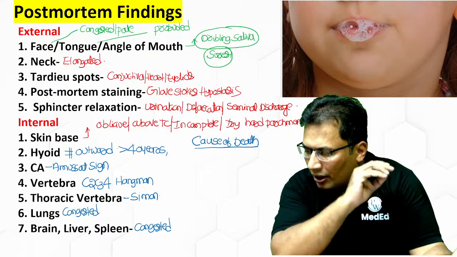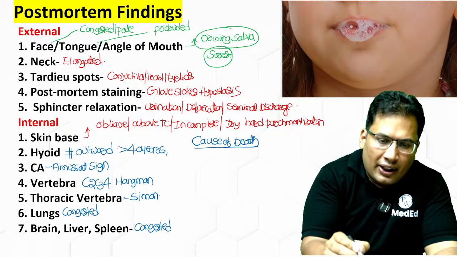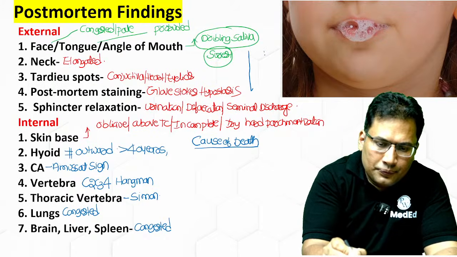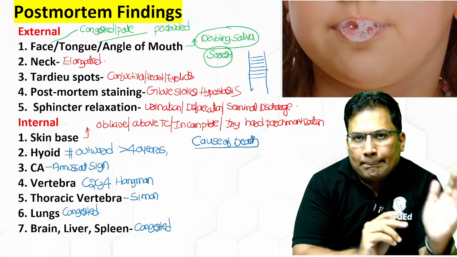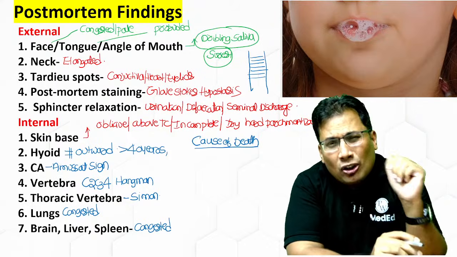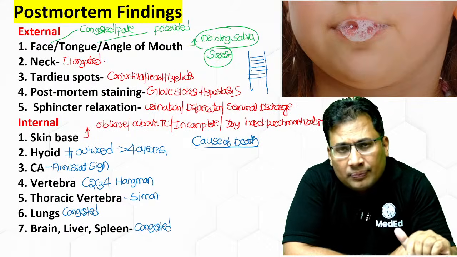Kushal Patil says Amussat's sign is a transverse tear. So for example, this is a carotid artery. In the carotid artery, you will see a transverse tear like this. It is very commonly seen in judicial hanging, not in case of suicidal hanging or homicidal hanging.